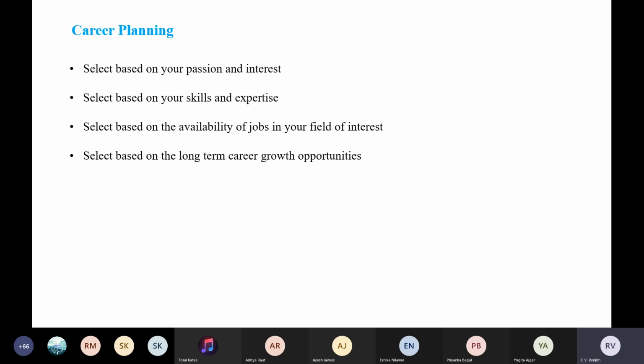So when you are deciding your objective, you need to consider a few things. First is that you should choose the domain or the field based on your passion and interest. The reason is that your career is long, so you need to really like the things that you do. Okay, so this is the most important thing.